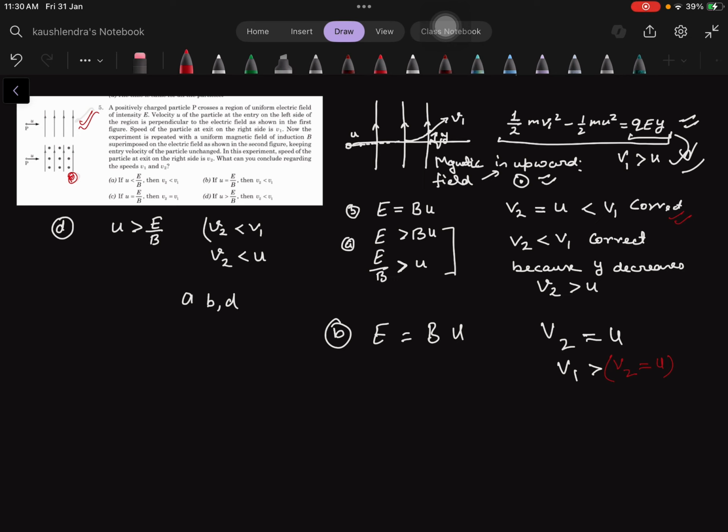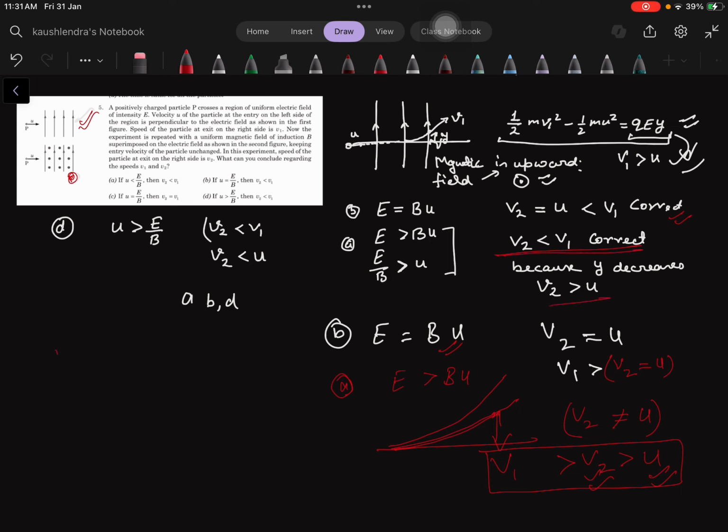Now the next thing is related to that one, the same thing. Let E is not equal to this one, but it should be greater than BU, then still it is moving in the same direction, but in the previous case it moved up to this, now it is moving up to this only, so Y is somewhat less. So in that particular case V2 is not equal to U, V2 is greater than U, but V1 is greater than V2 and also greater than U, so V1 is still greater than V2, and V2 is greater than U.